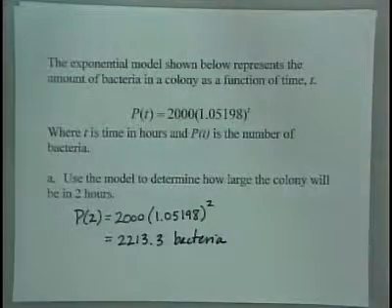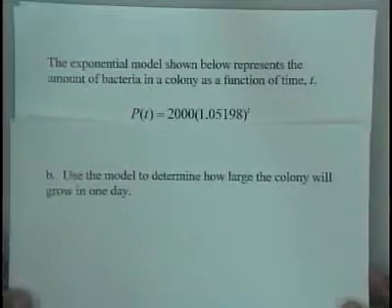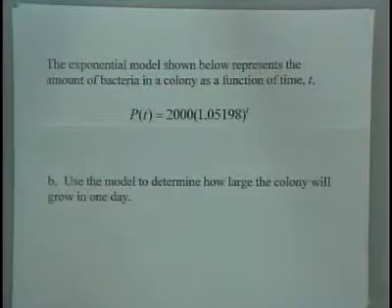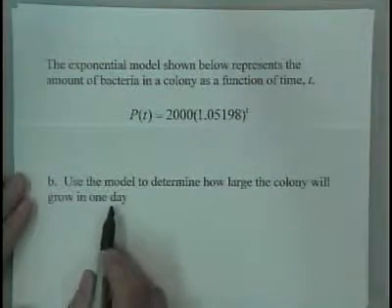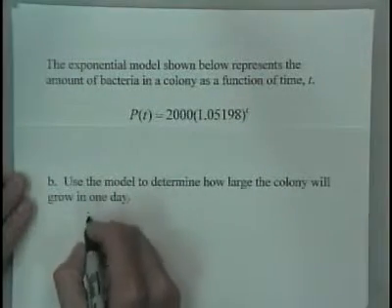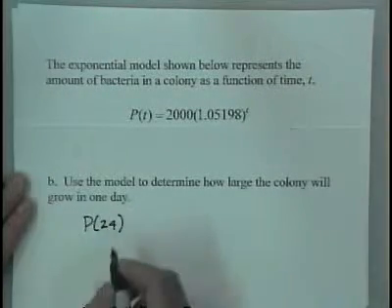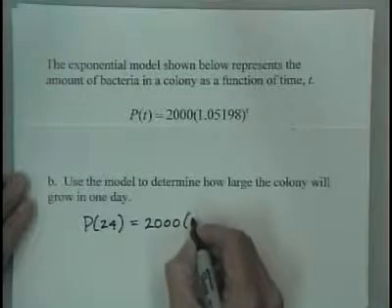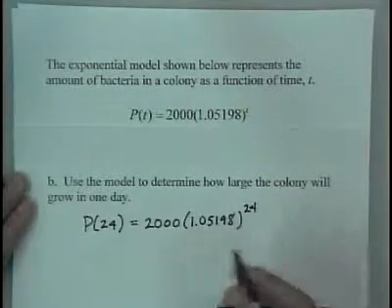bacteria. Well, we want to answer another question using this same model. We want to use the model, as shown above, to determine how large the colony will grow in 1 day. Well, 1 day is 24 hours, so we're going to find P of 24, which is 2,000 times 1.05198 to the 24th power.